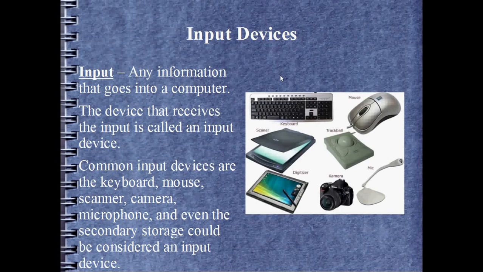Input is information that goes into a computer. Input devices are used to input that information into the computer. With the keyboard, you type the keys, and it inputs whatever you just typed. With a mouse, you click the mouse button, it sends a signal to the CPU that you clicked that button, and it then does whatever you clicked. Scanners input pictures, cameras input pictures, mics record sound, whatever.